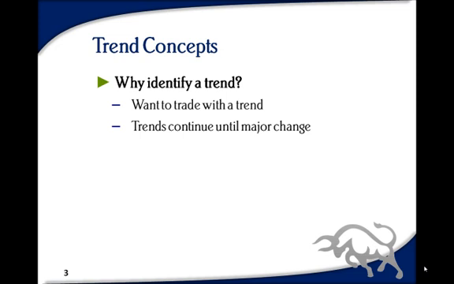Trends, as I said, continue until there's a major change. It's kind of like Newton's laws of motion. Objects in motion continue in a straight line until acted upon by an external force, and therefore that makes it easy to see where the prices are going, whether they're going up or down in a downtrend.